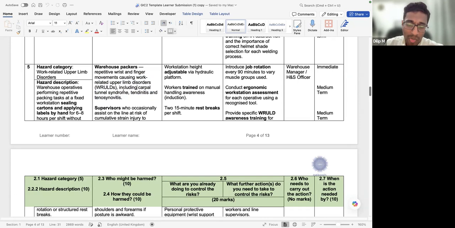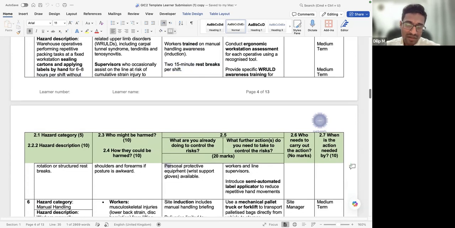Okay, so try to include 2 to 3 technical terms when writing the consequences. And here, the control measures, what we have discussed before the break. So, workstation height adjustable via hydraulic platform, workers trained on manual handling awareness, and then 2 15-minute rest breaks per shift, because we have clearly mentioned that they are working without rest. And then PPE like wrist support gloves if available.